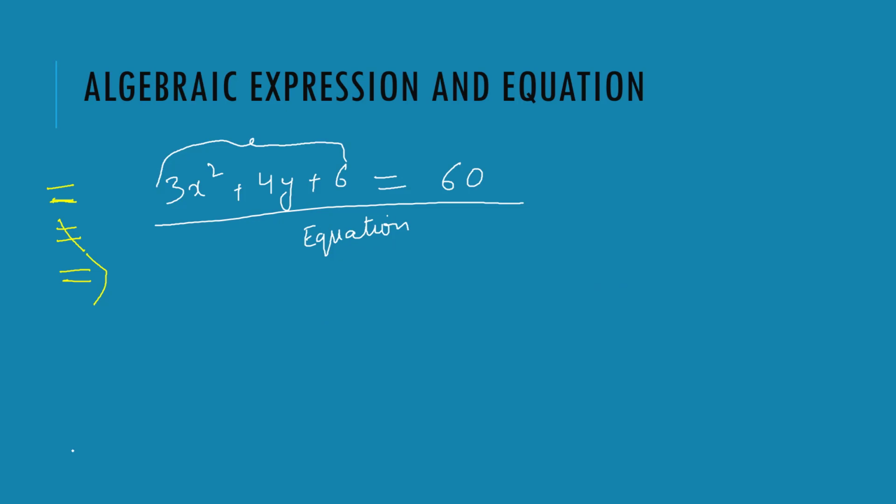So, what does this mean? You have an equal to and then a cut through it. That means this is not equal to. So if I put a cut in the above equation, it means it is not equal to 60. And then there is greater than or equal to. You remember these signs of greater than and less than? So if I write 3x square plus 4y plus 6 is greater than 50, then this is not an equation, this is an inequation.